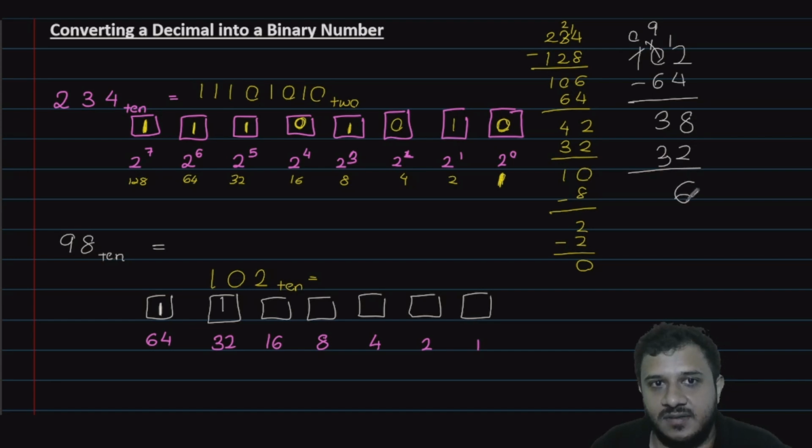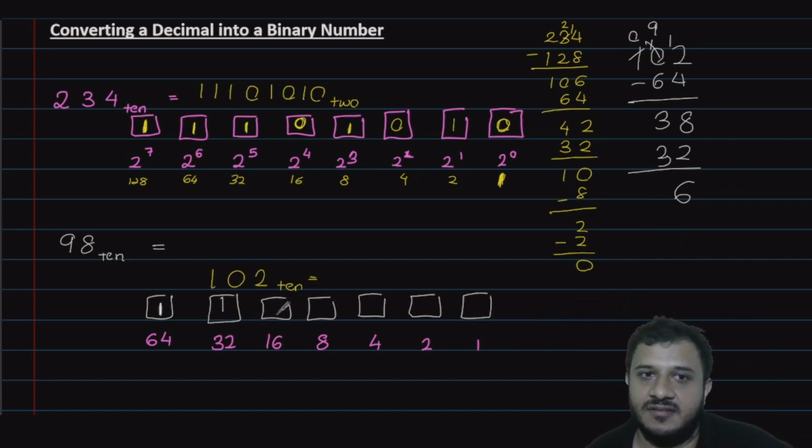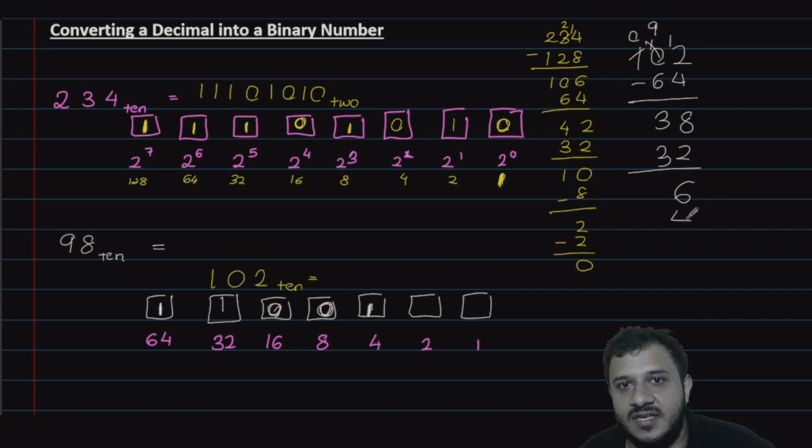6. Now, Pudhe, tell me, can I take a 16 out of the leftover 6 here? From the 6, can I take a 16? No. Can I take an 8 out of the 6? No. Can I take a 4 out of the 6? Yes, I can take a 4 out of the 6. And once I take it out, now I'm left over with a 2.